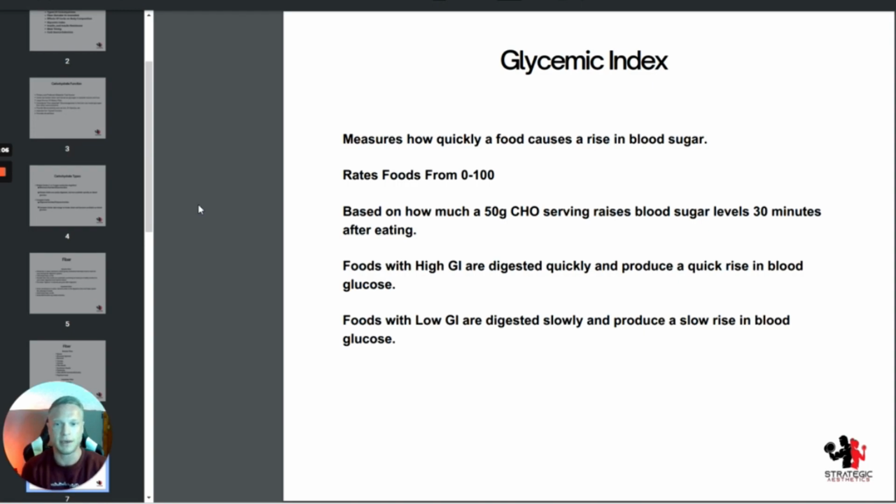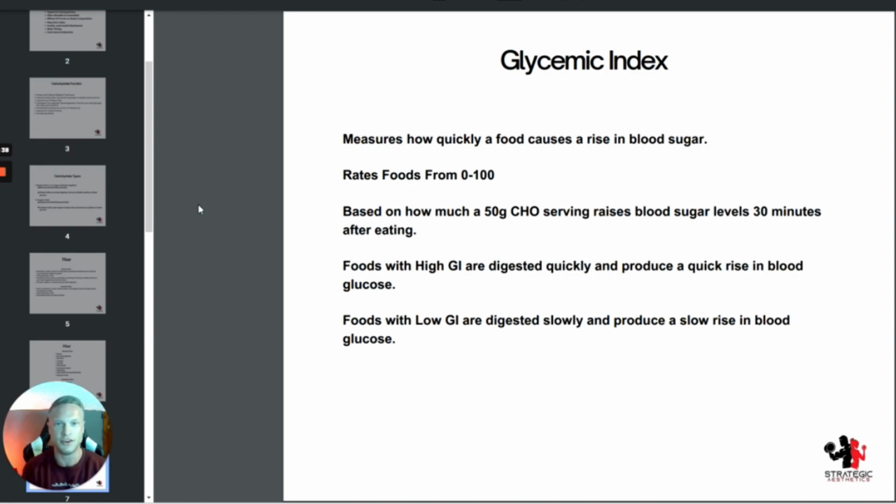Okay, so the glycemic index. The glycemic index is a tool for measuring how quickly a food causes a rise in your blood sugar. Essentially, they tested this on a scale from 0 to 100. They had people consume a 50 gram carbohydrate serving of a variety of foods, and then they measured their blood sugar levels 30 minutes after eating. And then they made comparative ratings.